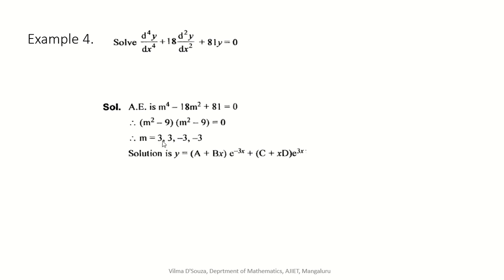So corresponding to these two terms, you have c1 plus c2x e power 3x. You can write e power 3x first or e power minus 3x first, it is immaterial. Anyway, these are constants. So you can write it as c1 plus c2x e power 3x plus c3 plus c4x e power minus 3x, or you can use a, b, c, d also.